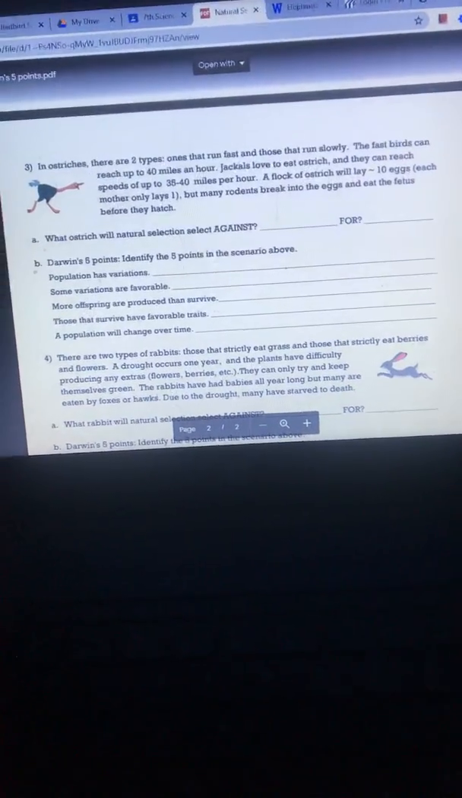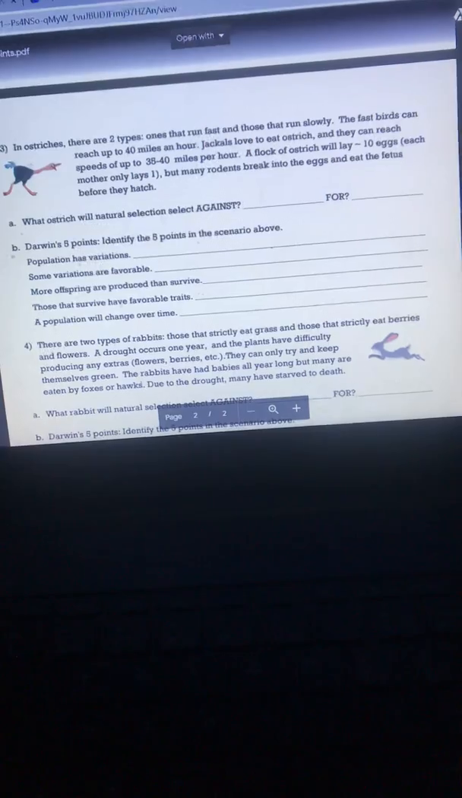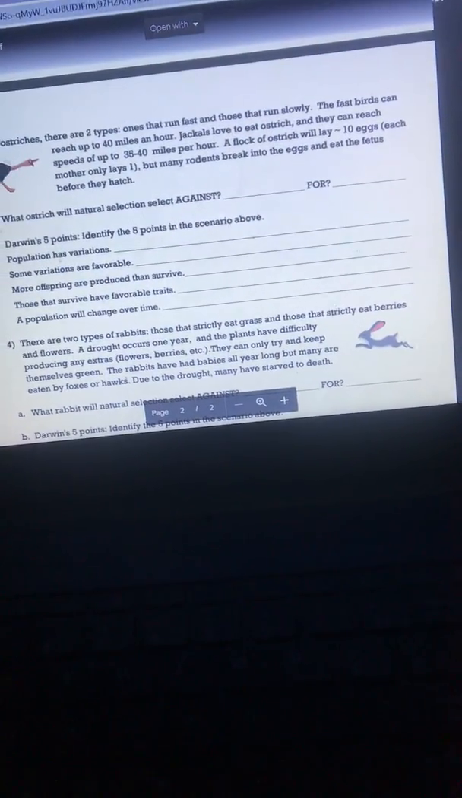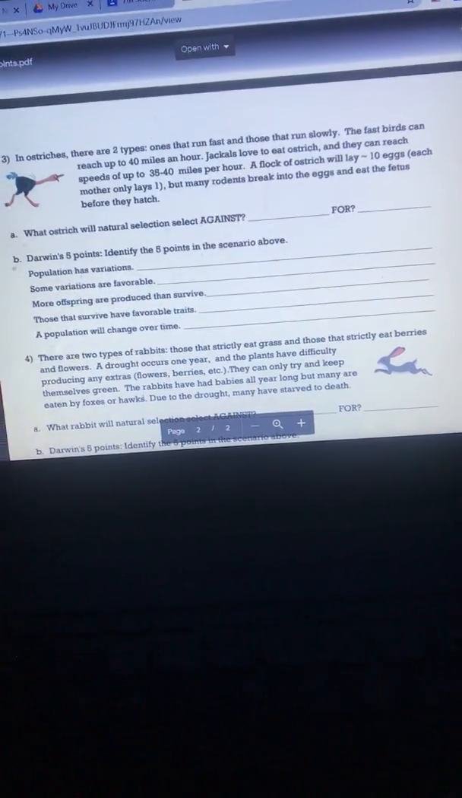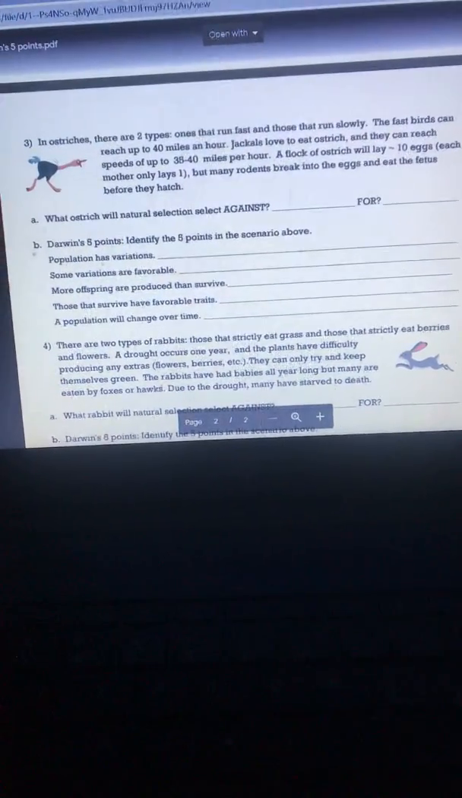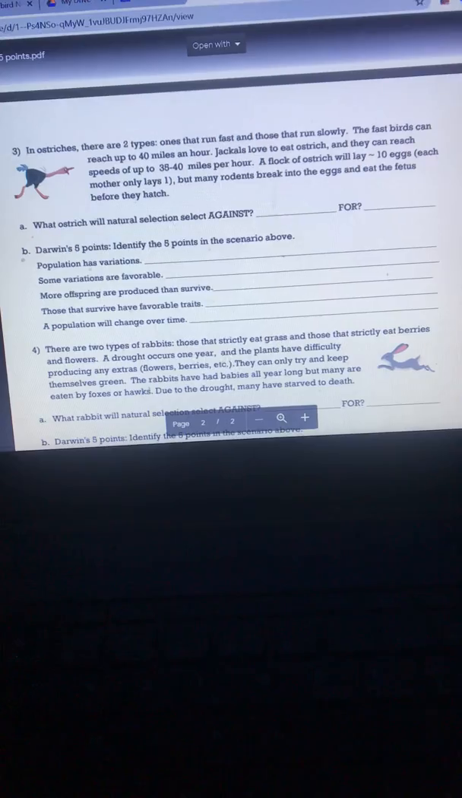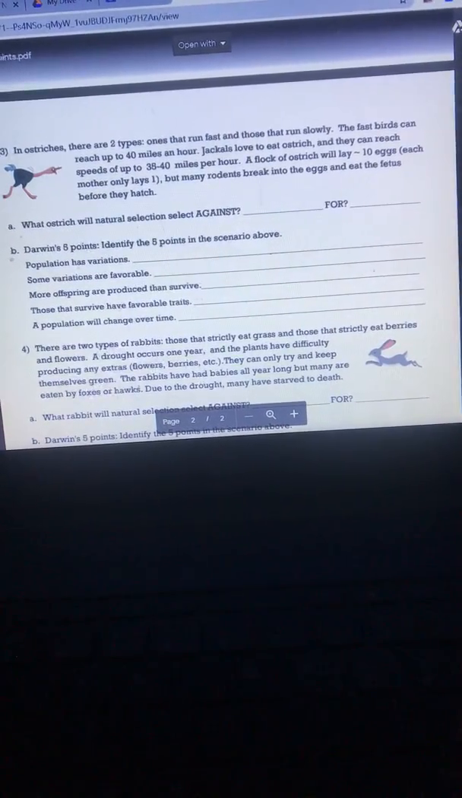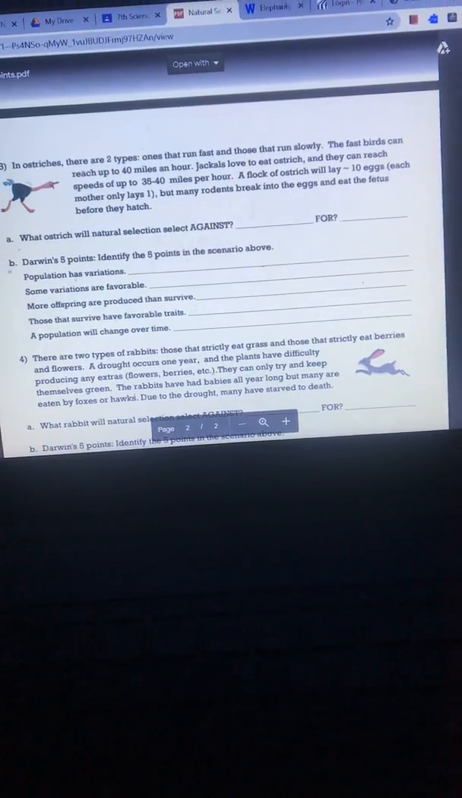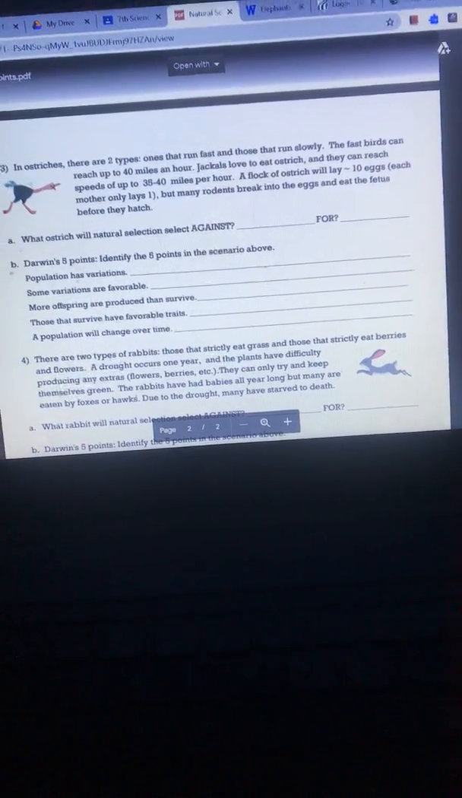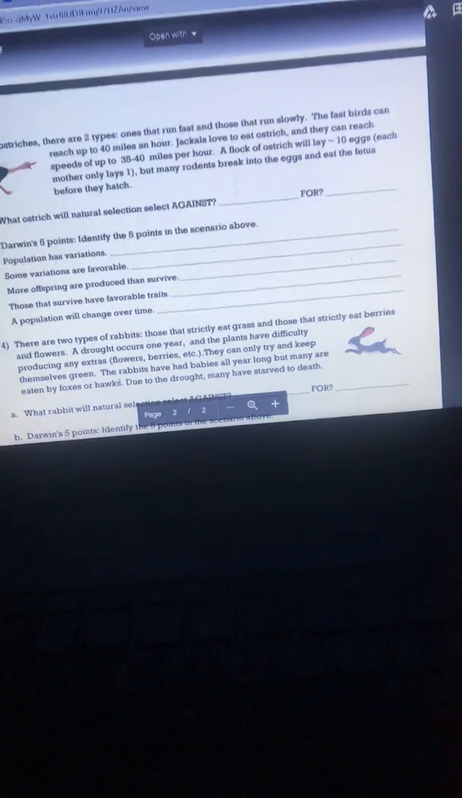All right, so let me guide you through number 3. Remember, you can pause this video at any time to get your answers written down. Okay, in ostriches, there are 2 types, one that run fast and those that run slowly. The fast birds can reach up to 40 miles an hour. Jackals love to eat ostrich, and they can reach speeds up to 35 to 40 miles per hour.